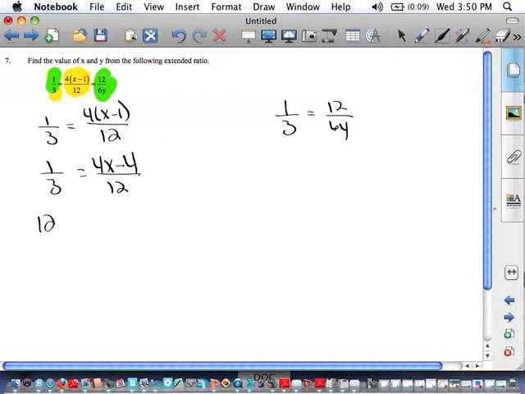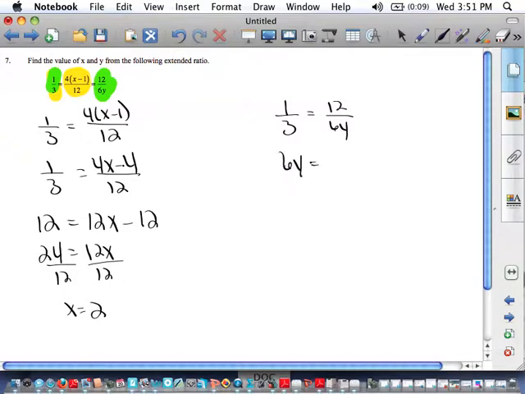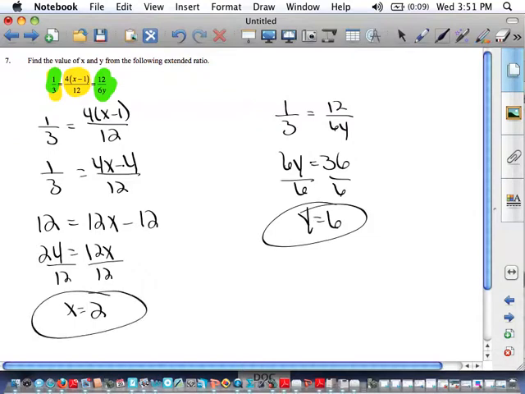Cross multiply. 12 is equal to 12x minus 12. Add 12 to both sides. You're going to get 12x equals 24. Divide by 12. X is equal to 2. For the y, cross multiply, you get 6y is equal to 36. Divide by 6. Y is equal to 6. There are the solutions for x and y in your extended proportion.